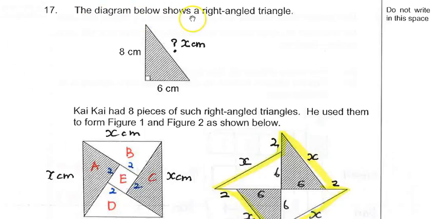The diagram below shows a right angle triangle. Now this is 8. The longer part is 8. The shorter part is 6. You need to find this part. Why do we need to find this part?